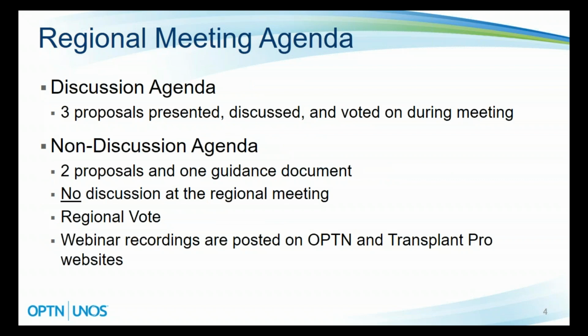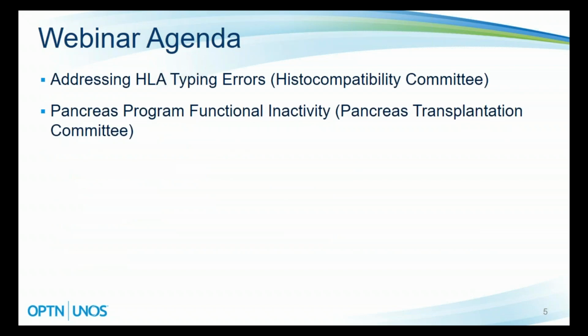So the proposals were distributed for public comment on August 3rd. The 3 proposals placed on the regional meeting discussion agenda will be presented, discussed, and voted on during the regional meeting. And the remaining 2 proposals and guidance document are on the non-discussion section of the regional meeting agendas. The proposals on the non-discussion agenda will not be presented or discussed at the regional meeting, but a vote will be taken on each to provide guidance to the counselor during discussions at the board meeting. A national webinar on the non-discussion agenda was held last week. The webinar was recorded and can be viewed on the OPTN and Transplant Pro websites.